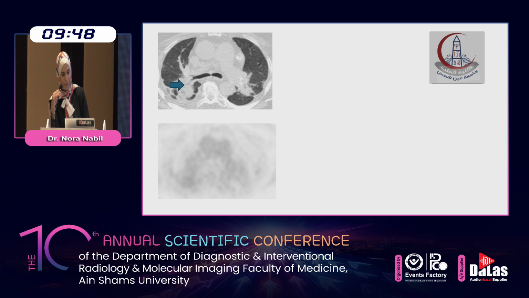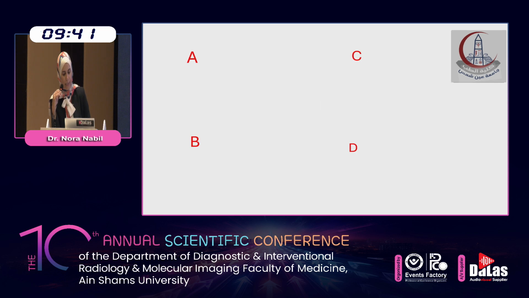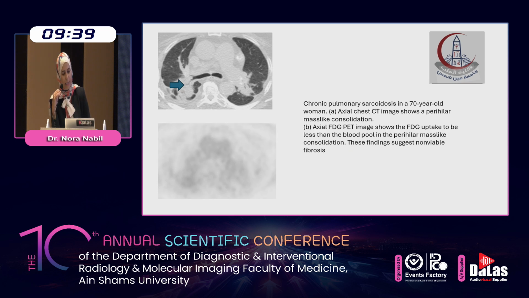Another example, chronic pulmonary sarcoidosis in a 70-year-old woman. As you can see, the axial CT scan image shows perihilar mass-like consolidations. Axial FDG PET shows the FDG uptake to be less than the blood pool, which means it is not active; it is a irreversible fibrosis.